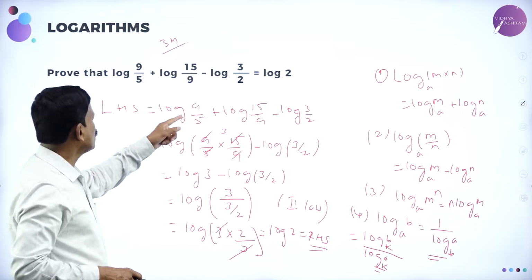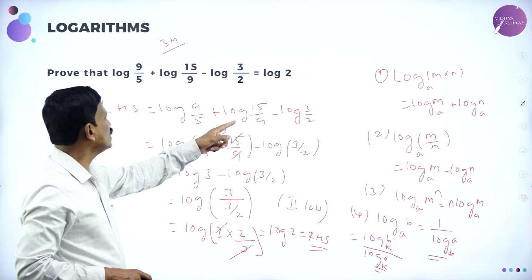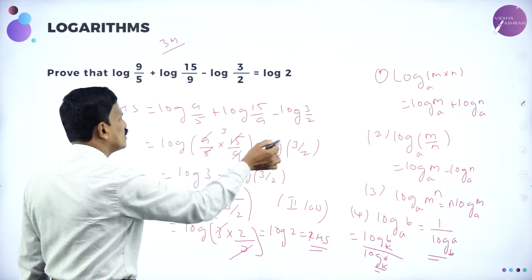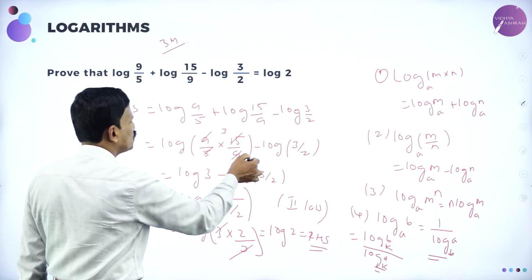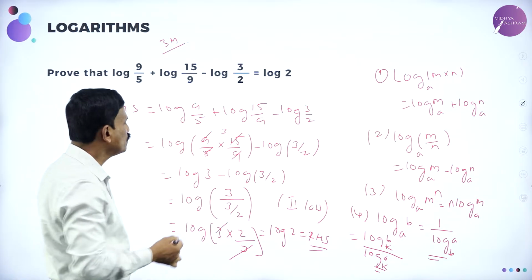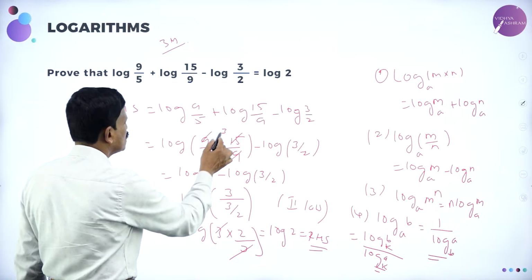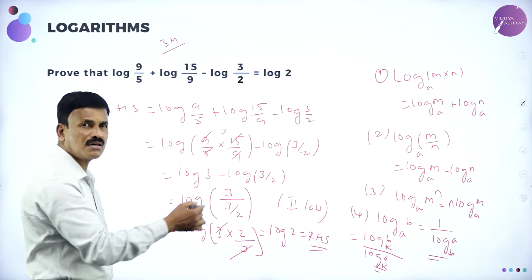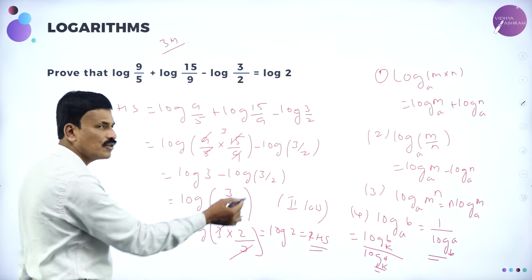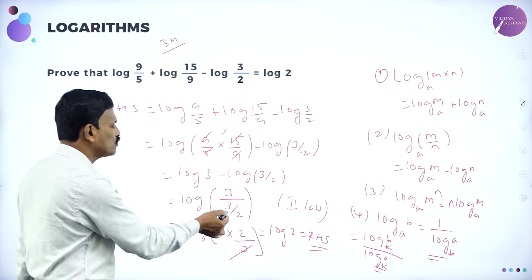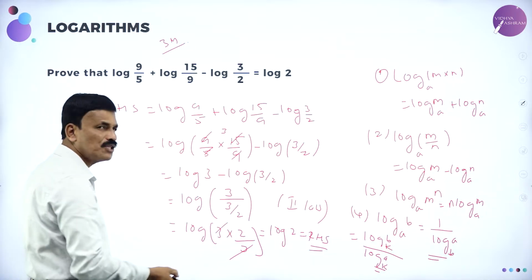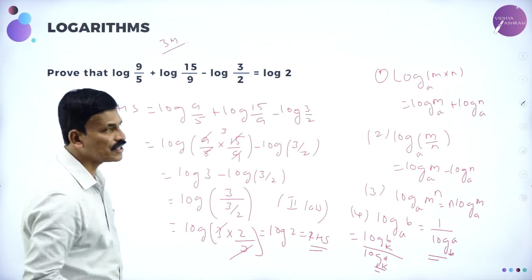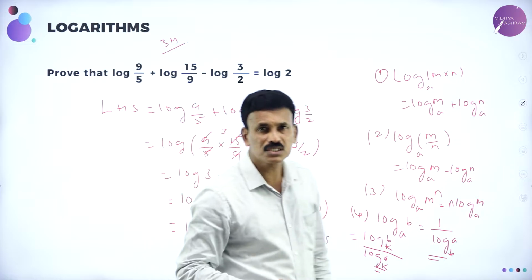See here, log 9 by 5 plus log 15 by 9 minus log 3 by 2 can be written as logarithm of 9 by 5 into 15 by 9, since log m plus log n is log m into n, minus logarithm of 3 by 2. 5 3s are 15, 9 gets cancelled, log 3 minus logarithm of 3 by 2. This is of the form log m minus log n is log m by n. So we can write log m by n according to the second law. So logarithm of 3 divided by 3 by 2. Just take this 3 by 2 to the numerator, it becomes 2 by 3, 3 gets cancelled, log 2 which is the required RHS. That's it. The answer is log 2. Hope you followed.